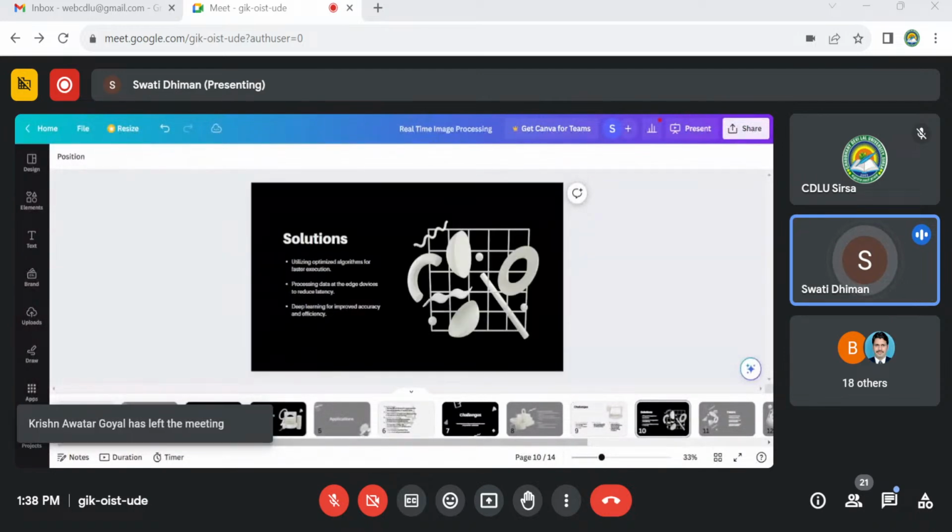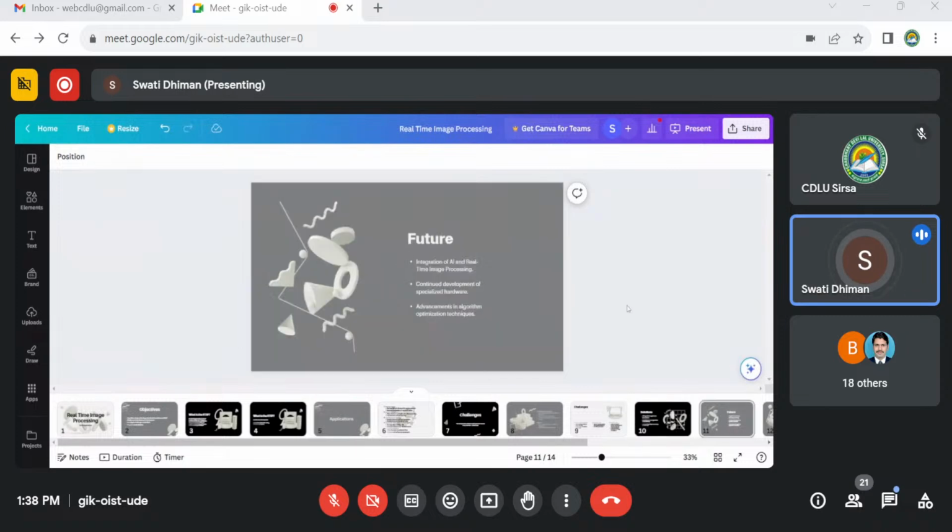Now, these are some solutions that we utilize: optimized algorithms for faster execution, edge computing, and deep learning for improved accuracy and efficiency. There are always trade-offs of accuracy and energy efficiency. In the laboratory the trade-offs are lower, and the major challenge is that in industry the trade-off will be huge.